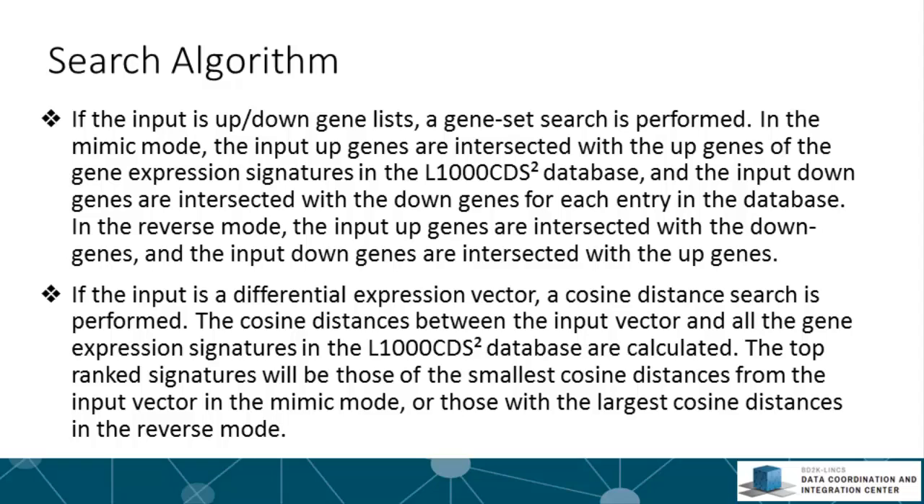If the input is differential expression vector, we use the cosine distance for the search. Cosine distances between the input vectors and all gene expression in the database are calculated, and the top rank signature will be either those with the smallest or largest cosine distance from the input vector.